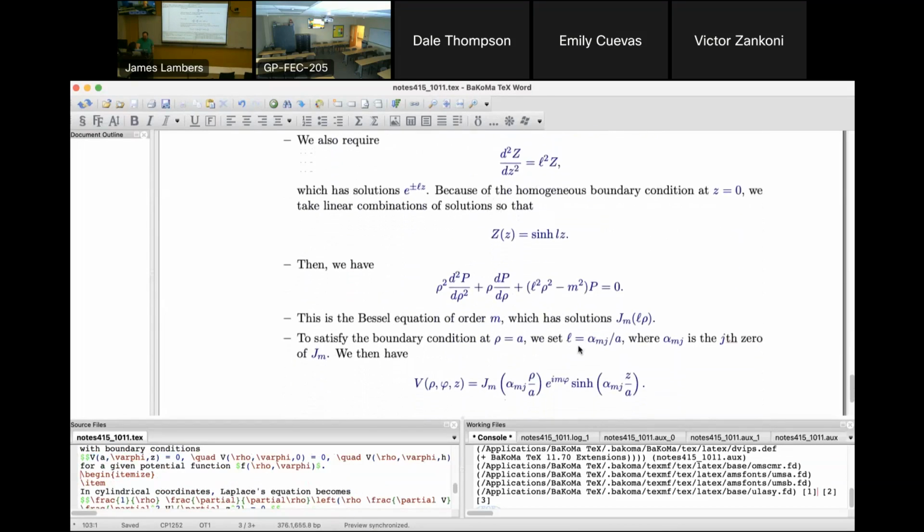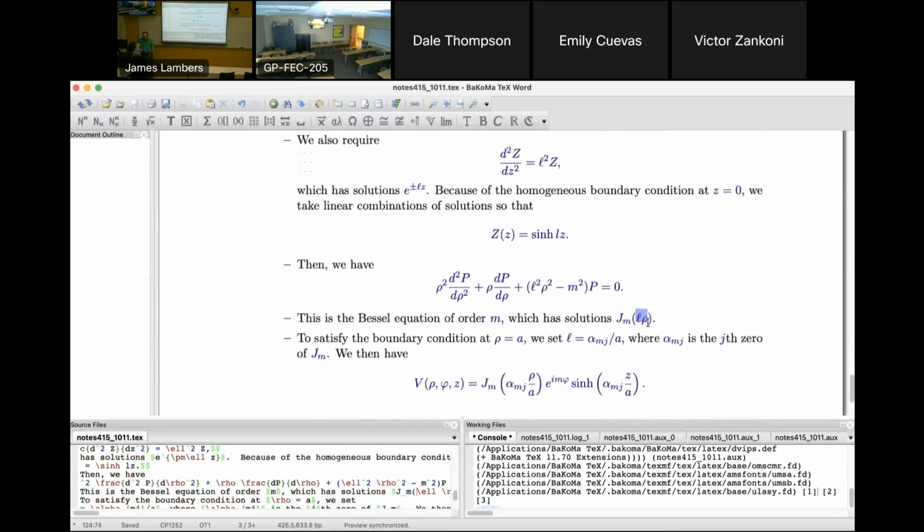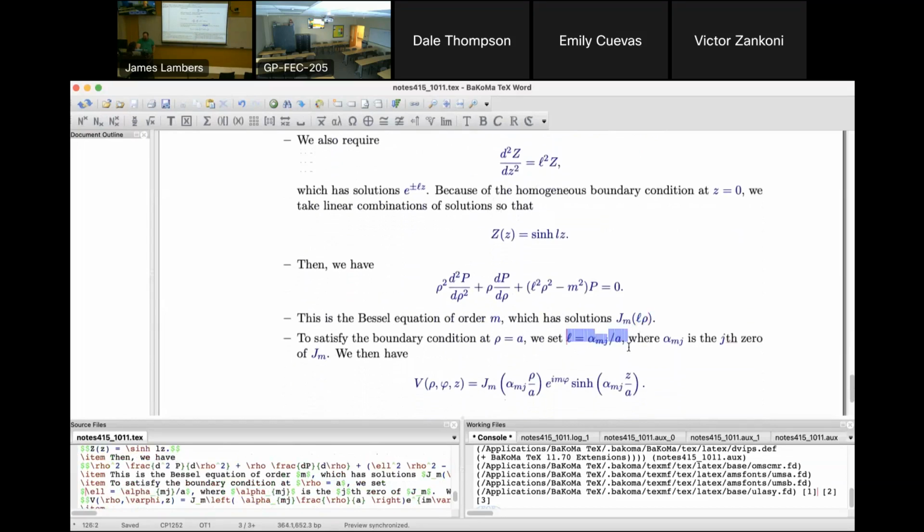So like we saw before, L times A needs to be a zero of the Bessel function of order M. So that means that L must be equal to the zero of Jm divided by A. And now we have all the pieces.